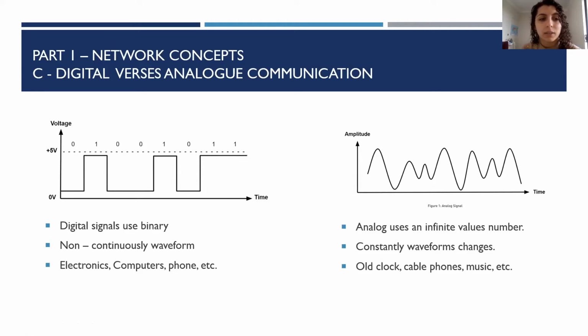Okay, the other part would be the difference between the digital signal and the analog signal. The digital signal is using binary, so as you can see in the image, it's just zeros and ones. The analog has multiple amplitudes, an infinite number of values, and it's always going to change. Digital is a non-continuous waveform, while analog is a constantly changing waveform. We use digital signals for our electronics, computers to talk with each other. Analog is more like old clocks, cable phones, music, and so on.